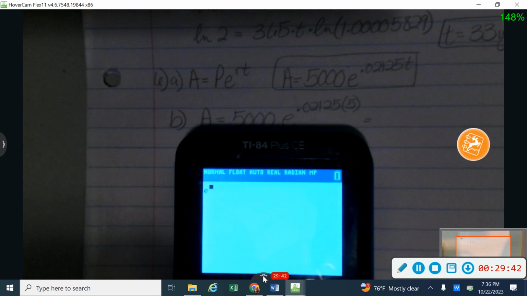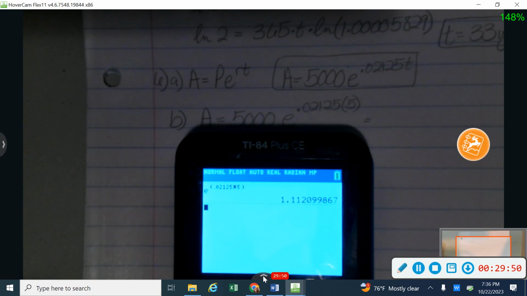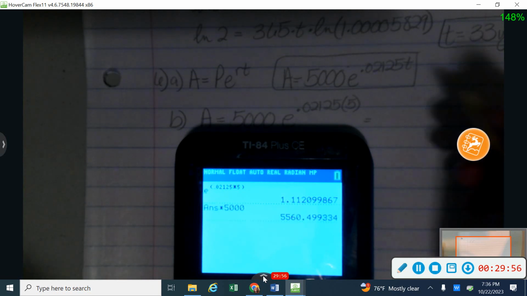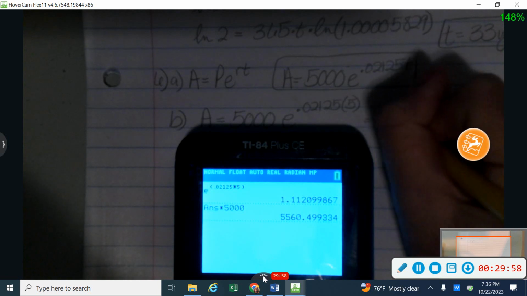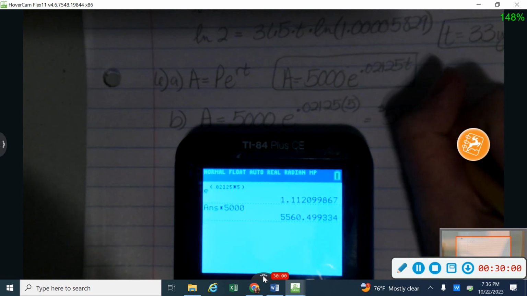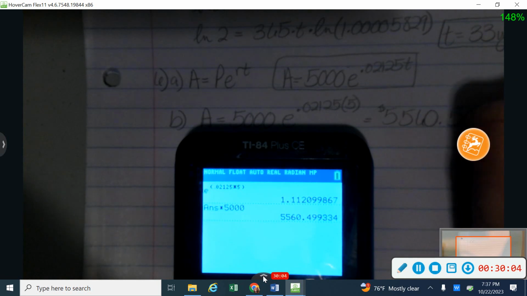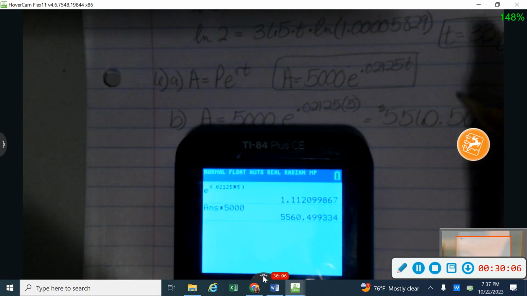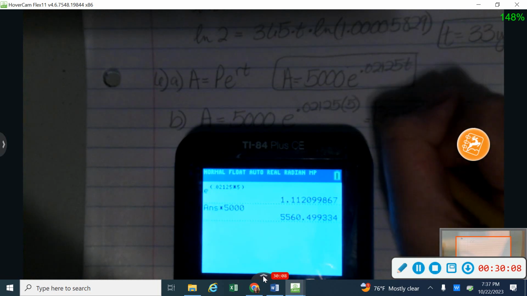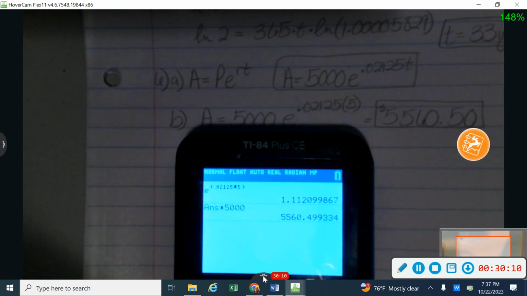And then I'm going to put some parentheses around that, 0.02125 times 5 up there in my exponent. Don't always need the parentheses, but just in case. And then I'm going to multiply that times $5,000. And that's going to give me $5,560.50. So this time we actually made more compounding daily than we did compounding continuously. That's interesting.